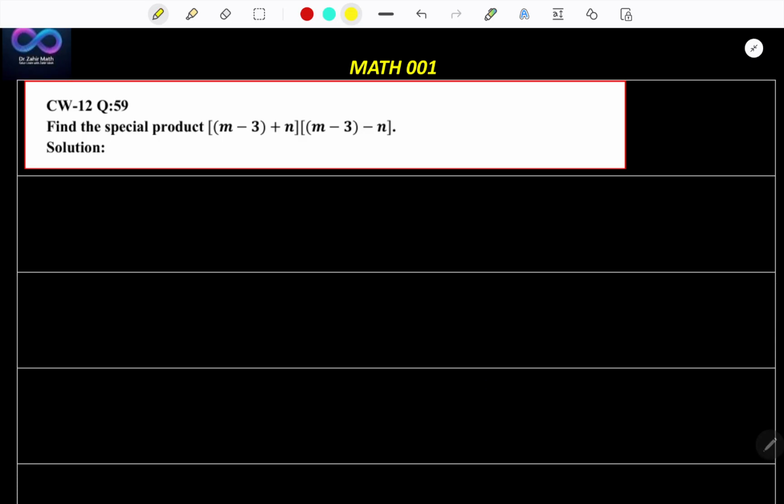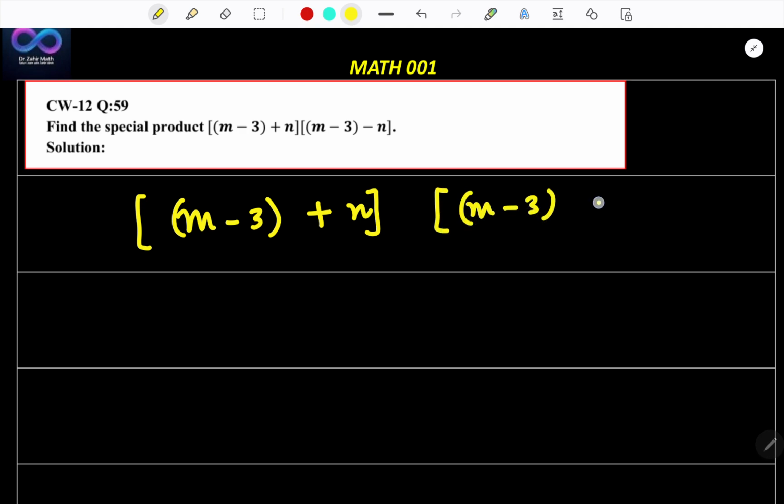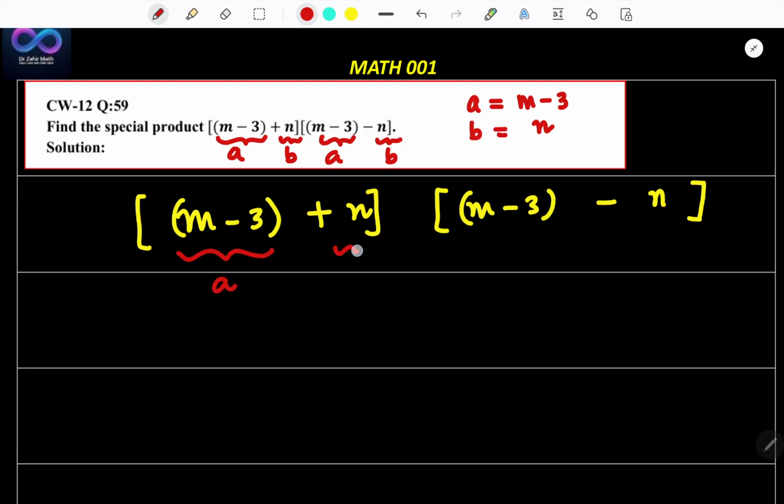The next question is a little bit tricky, because so far we saw only two terms, a plus b, a minus b. Now it's totally different. (m − 3 + n), there is a bracket here. Can you see that? And then again it is (m − 3 − n). Look here, everybody, this is a and this is b. This is a and this is b. So a is equal to what? m − 3, and b is equal to what? n.